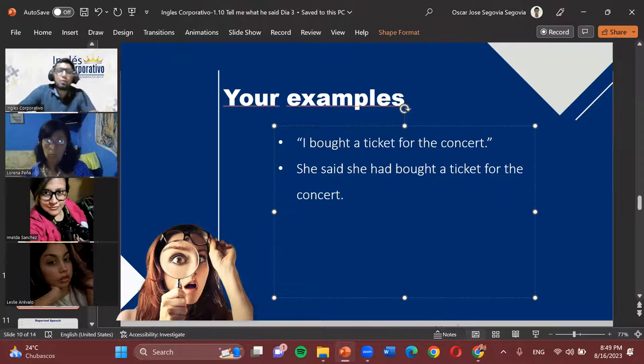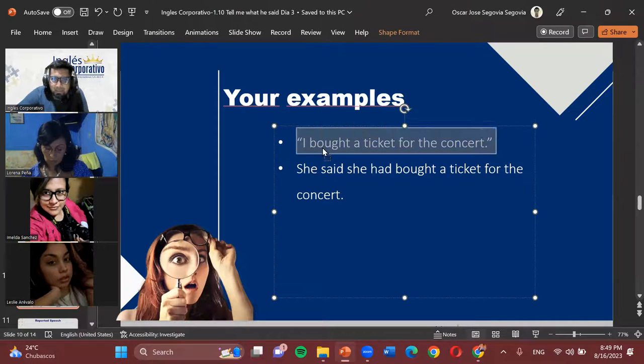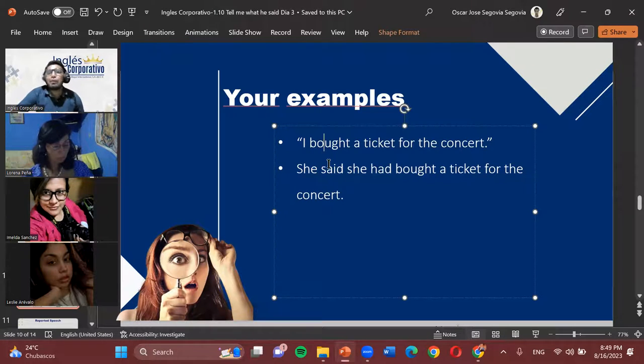That's the way in which you do it. "I bought a ticket for the concert" is in the past already. So where do you go from the past? Well, you go to the past perfect. So she said she had bought a ticket for the concert. Now, Lorena, if the conversation was just between Leslie and me, and she told me that she bought a ticket for the concert, I would have to say "she told me."